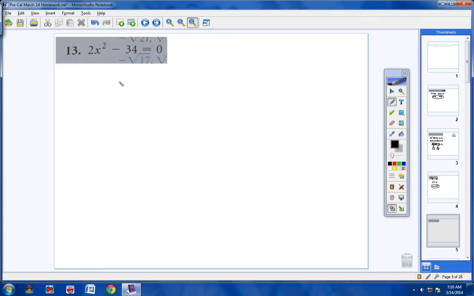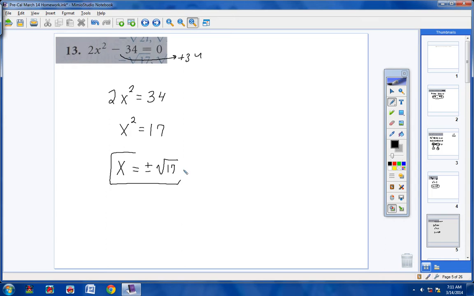So moving on to number 13. Once again, look, all that you have is an x squared term. There's no other variables up here. So instead of trying to factor, I would very quickly get the x squared by itself. I would bring the 34 over and make it a positive 34. I would divide both sides by 2. And then take the square root of both sides. The square root of x squared is x, and the square root of 17 is plus or minus the square root of 17. All right, and there we go. Moving on, not too difficult.